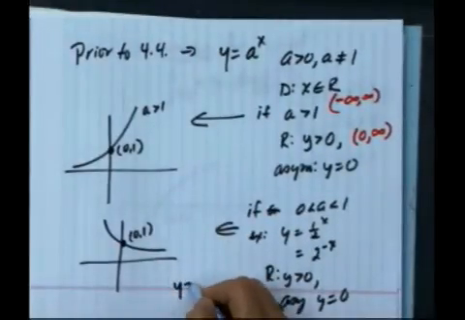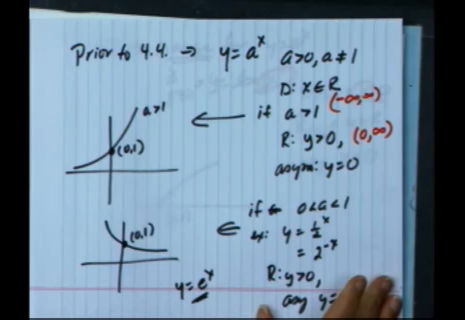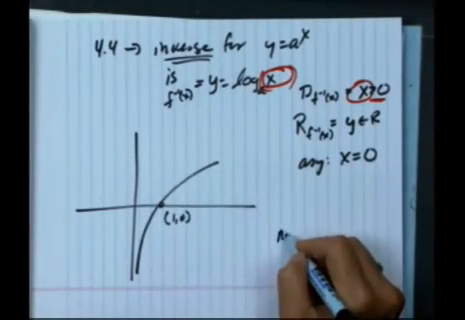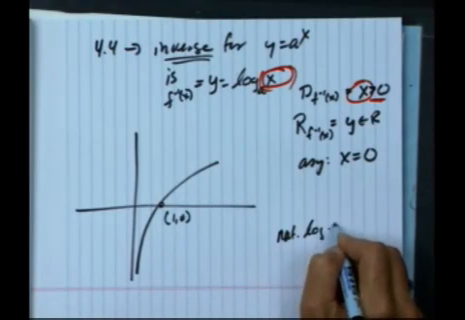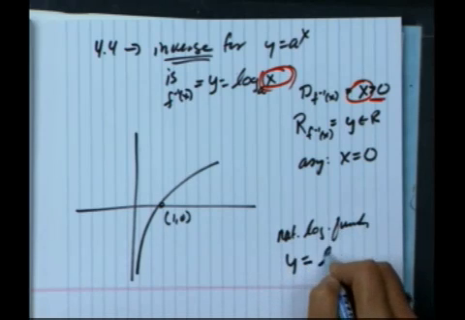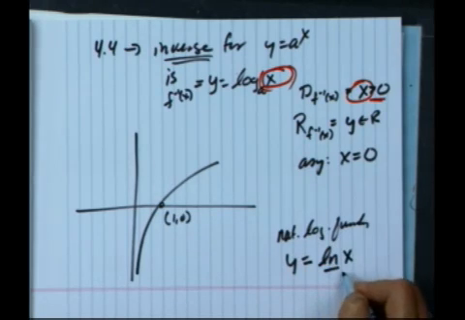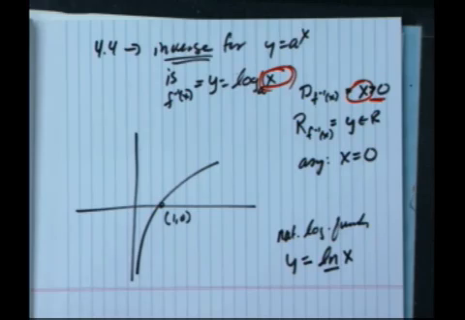Natural, y equals e to the x, natural exponential function. e is about what number? 2.72. What is the natural logarithmic function? Y equals natural log of x. That's understood base e. And remember, make sure you keep hearing it's log of x, natural log of x.